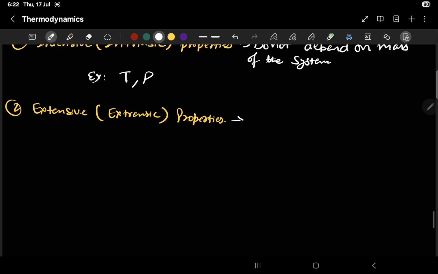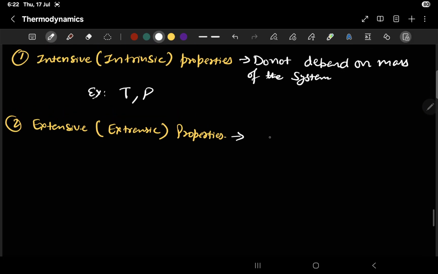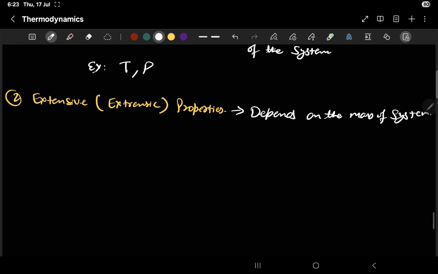Next, extensive properties are the properties which depend upon the mass of the system. Examples of extensive properties are all those terms which are dependent upon mass. Let's talk about volume. Volume is dependent upon mass, so if we decrease the volume, the mass will decrease. There is also energy, total internal energy, and entropy, total entropy.